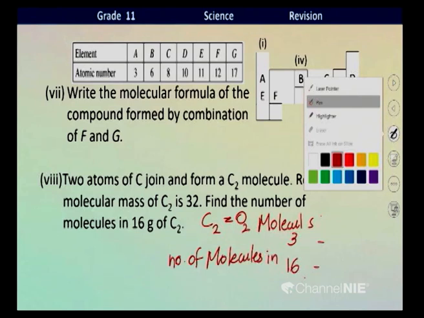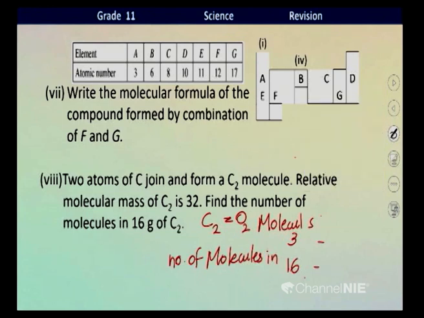When we take F and G, children, F belongs to group 2, then the valency of F must be 2. And when you take G, G is group 7, valency of G is 1, then the formula formed between F and G equals FG2. This is the answer for the formula formed between F and G.